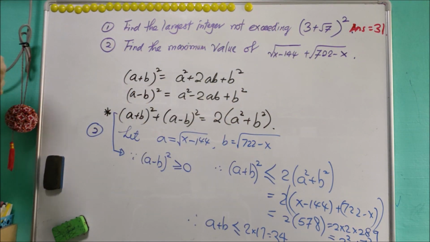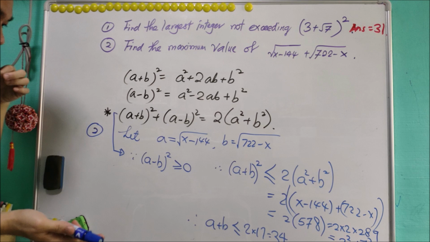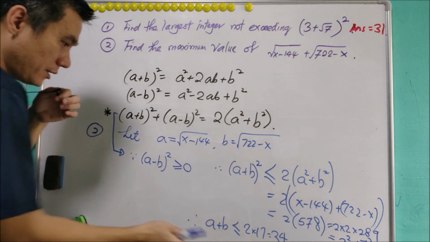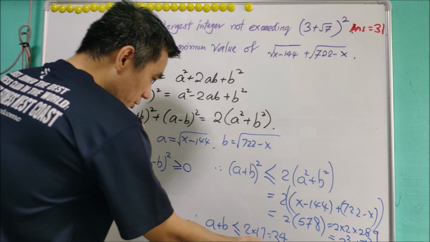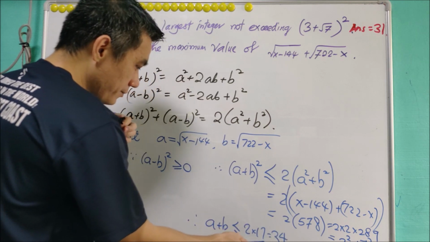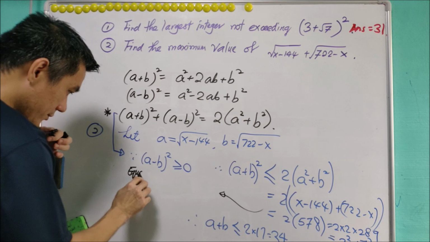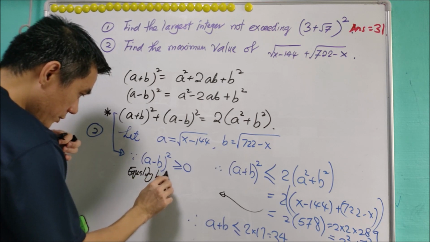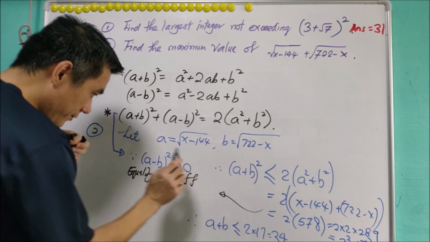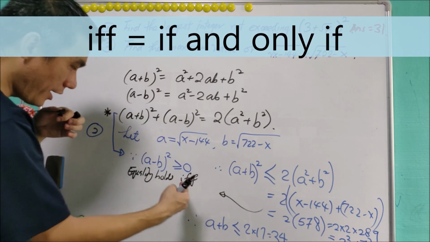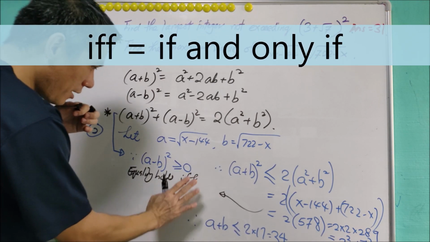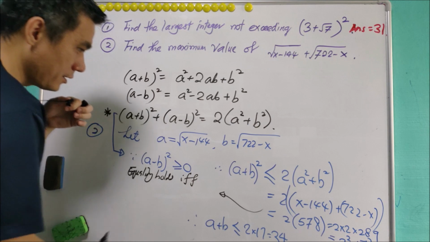So can we conclude that the answer is equal to 34? Not yet, because we may not be able to reach the value 34. So for this, the equation holds if and only if, iff, meaning that if and only if. This is not an English word, but only used in mathematics.